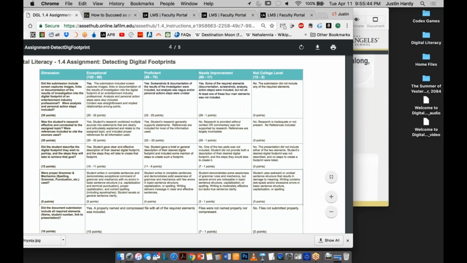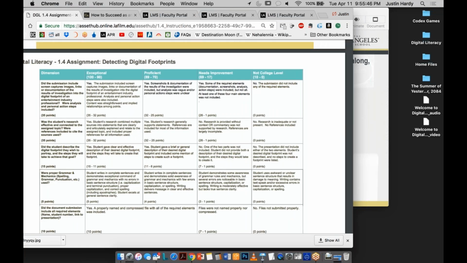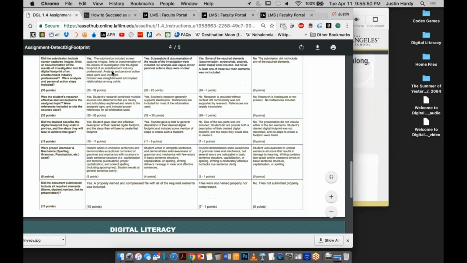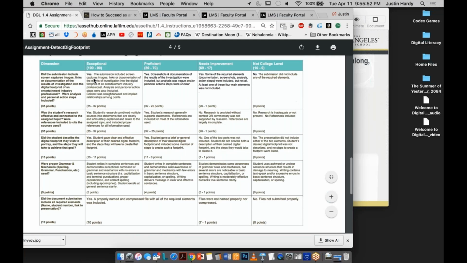As you're working on your investigation, make sure that you consult the rubric here to make sure that everything falls in the exceptional column. So as you're working, if you have a concern about your research or your digital footprint description, make sure that you consult us to see that we're falling in the exceptional area.